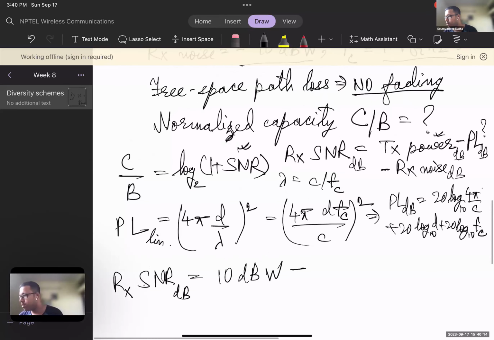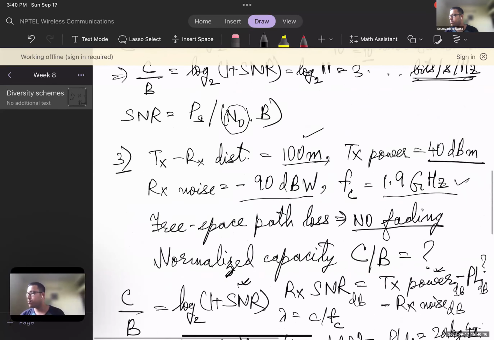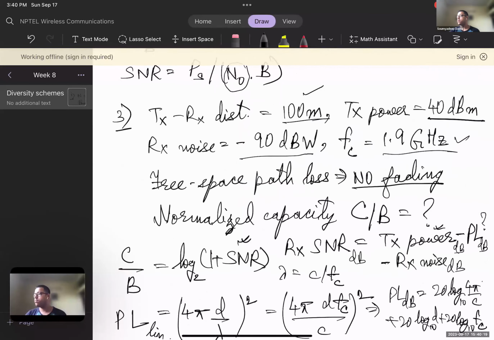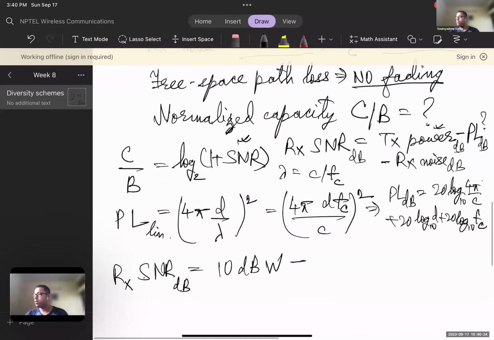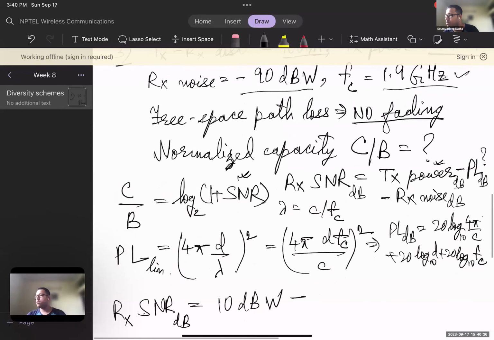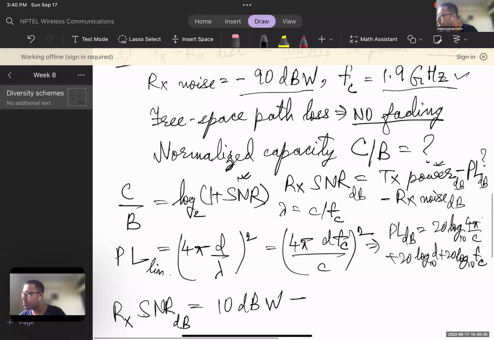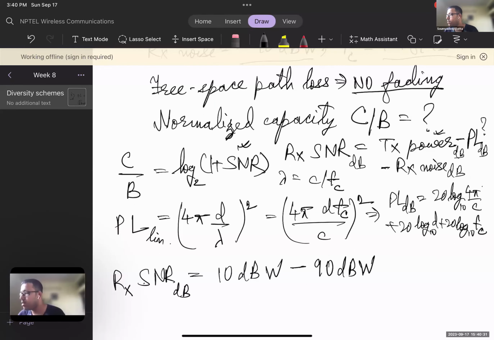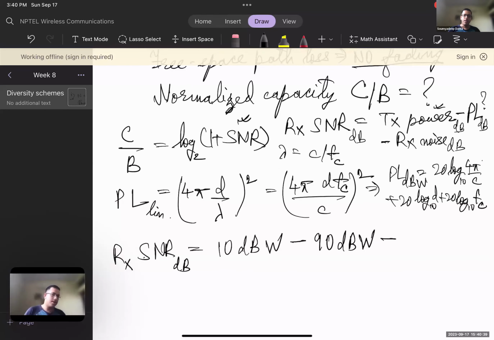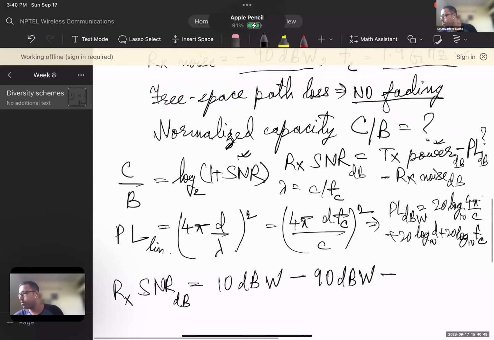And then receiver noise is provided. Now here, when I'm writing it, this means like absolute value, right? So receiver noise will harm the SNR. So I'll be subtracting it. So this will be 90 dB watt subtraction. And there will also be path loss, which we also have to calculate in dB watt. Can somebody calculate and tell me the value? You have everything here. Just have to put in the values.